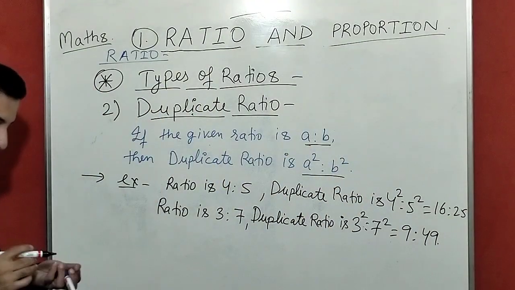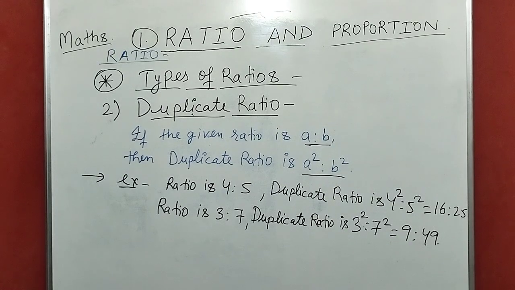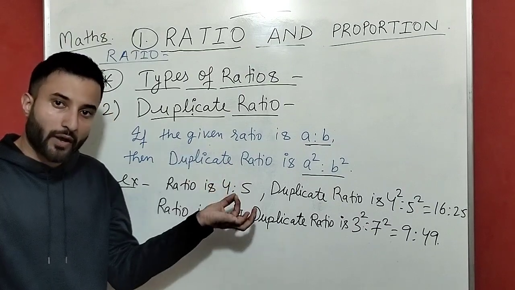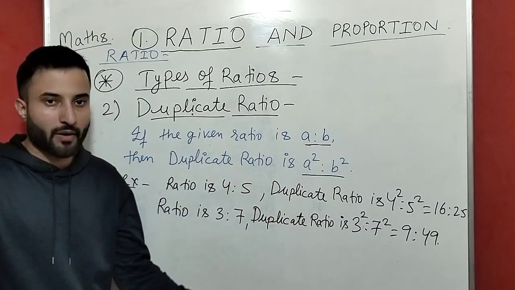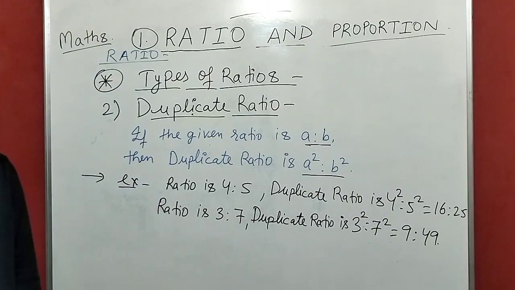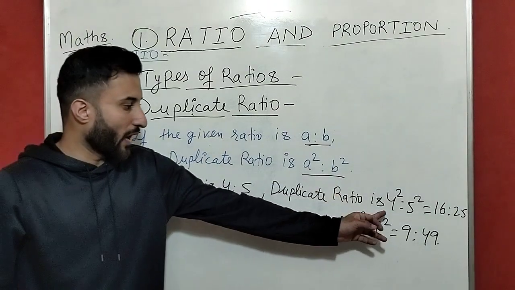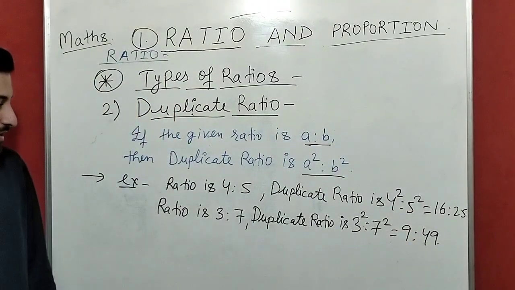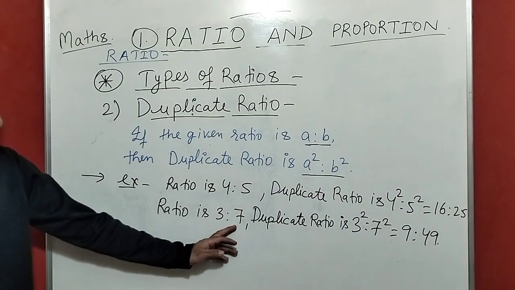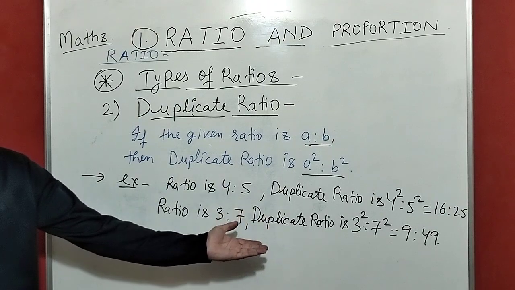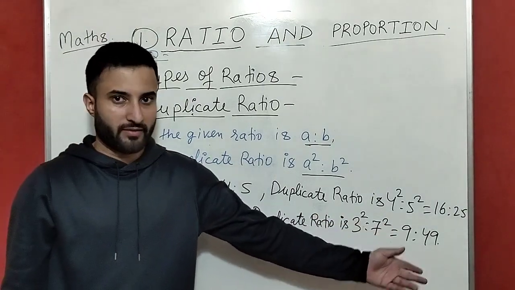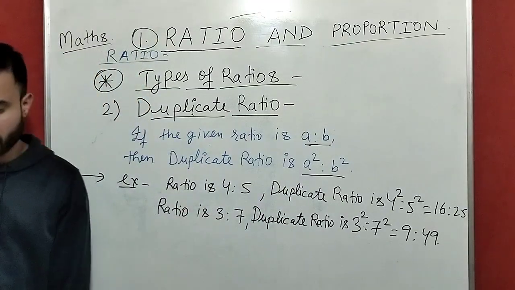Like this, guys, we are going to find the duplicate ratio. Duplicate ratio means whatever the ratio is given, we have to do the square of that ratio. So that will become the duplicate ratio. Like 4:5, the square of that is 4 square is to 5 square, 16 is to 25. 3:7 is the ratio, so square of that is 3 square is to 7 square, so 9 is to 49. Okay, so copy it down.